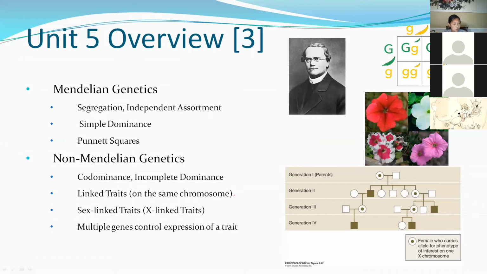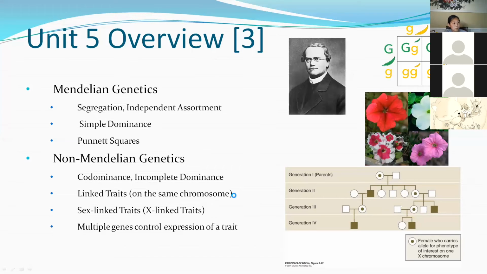Then there's the last one of non-Mendelian genetics, which is having multiple genes control the expression of a trait. For example, in hair color, different genes can make your hair the specific color it is. So just testing one gene may not be able to determine anything.